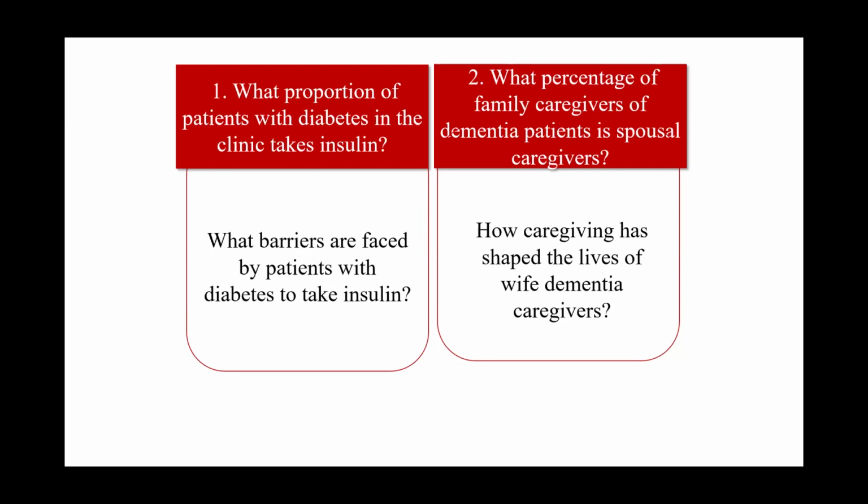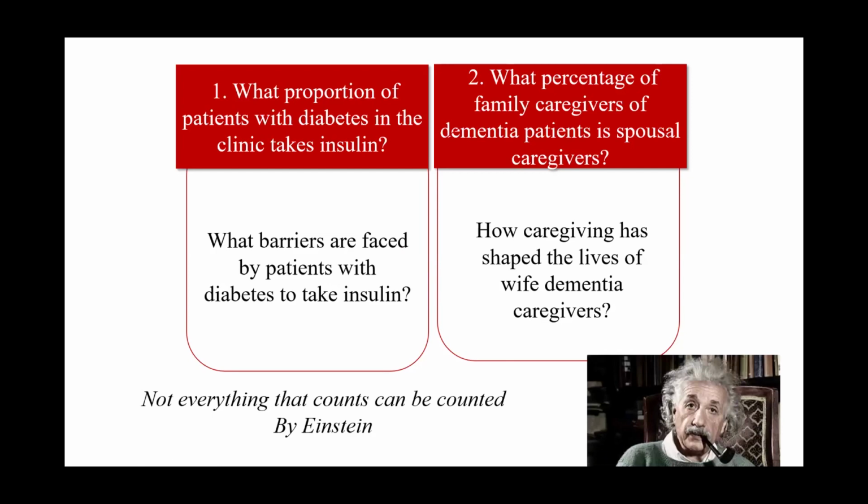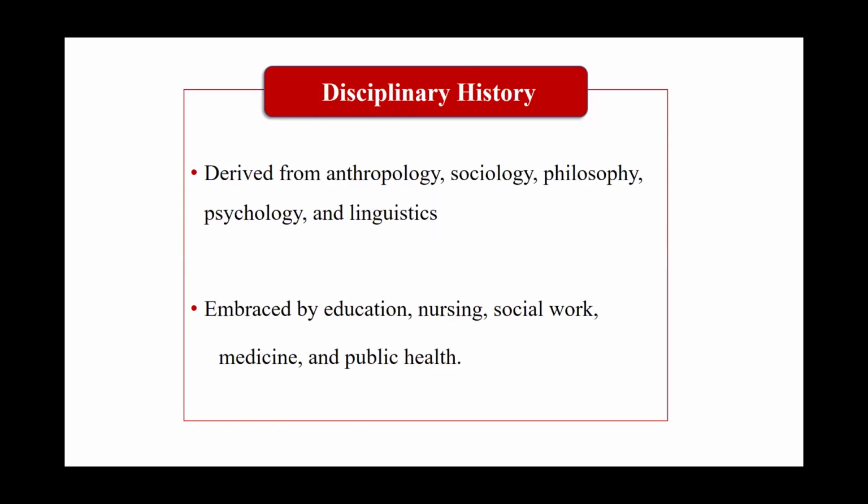Probably not. I like to cite Albert Einstein's quotes here. Not everything can be counted, and not everything that can be counted counts. Qualitative research mainly draws its history from anthropology, sociology, philosophy, and psychology, and recently is embraced by other social sciences and health sciences, including social work and nursing.